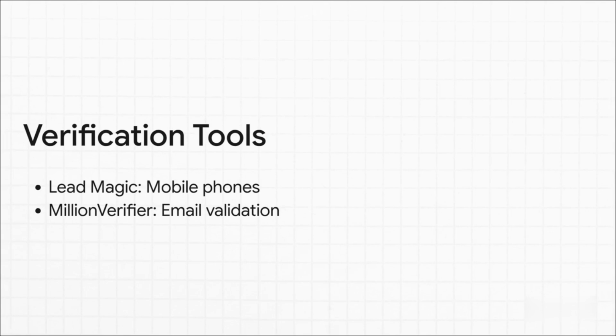But listen, just finding that data isn't the finish line. You have to validate it to protect your email deliverability. You take that list and run it through Lead Magic, specifically to extract and verify mobile numbers. For the emails, you push them through Million Verifier, which strictly sorts the outputs into good, risky, or catch-all categories. You throw out the junk and only keep the explicitly good, valid emails. This is how you guarantee your outbound engine runs smoothly.